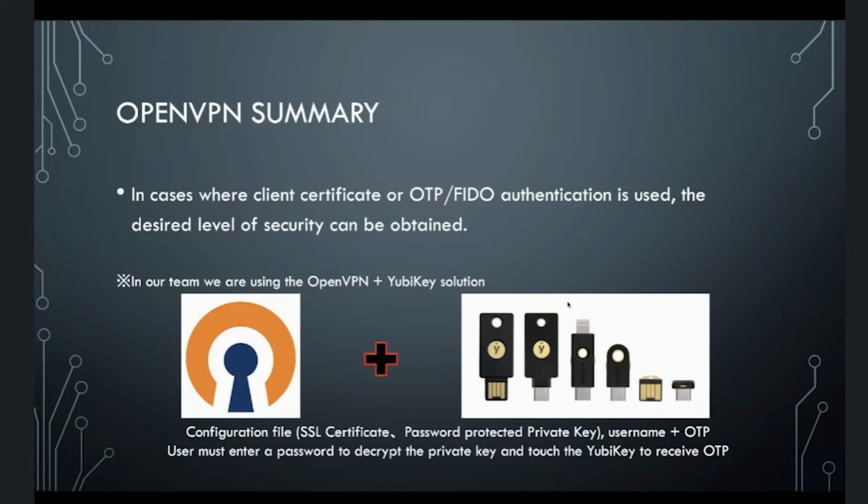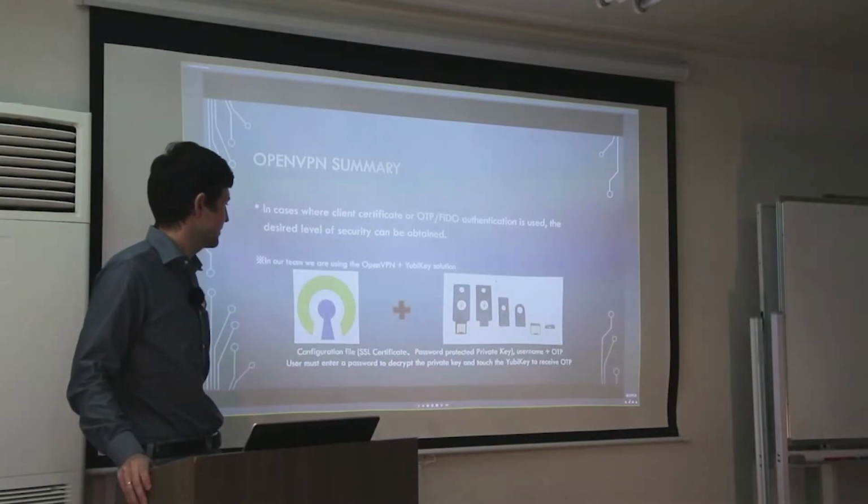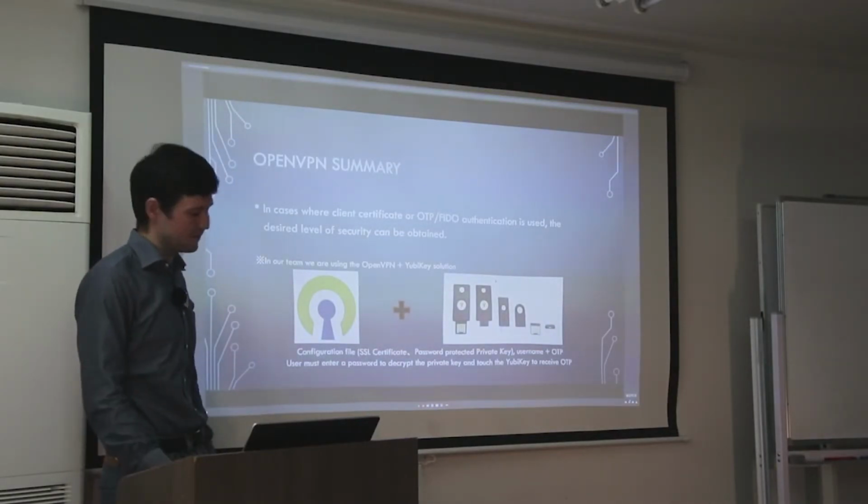For example, there are many cases where you can use OTP or FIDO authentication instead. Personally, I have not finished creating a solution where VPN and FIDO can be used together. That will be a much more secure way than OTP. By now, in our team, for example, we are using the OpenVPN and YubiKey solution, the last one from this list.